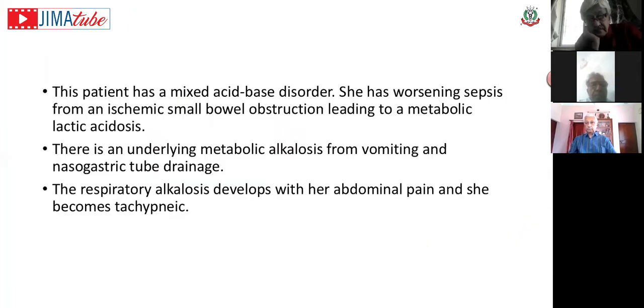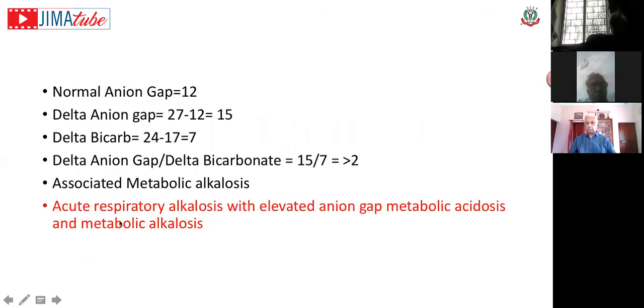Okay, so this patient has a mixed disorder. She has worsening sepsis from an ischemic bowel leading to metabolic acidosis, which is lactic acidosis. This can explain the high anion gap acidosis. She has metabolic alkalosis because she has got nasogastric drainage and has been vomiting, and because of her tachypnea due to abdominal pain and hyperventilation, she has respiratory alkalosis.